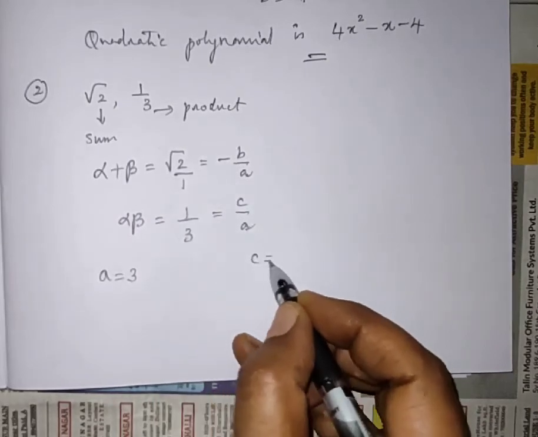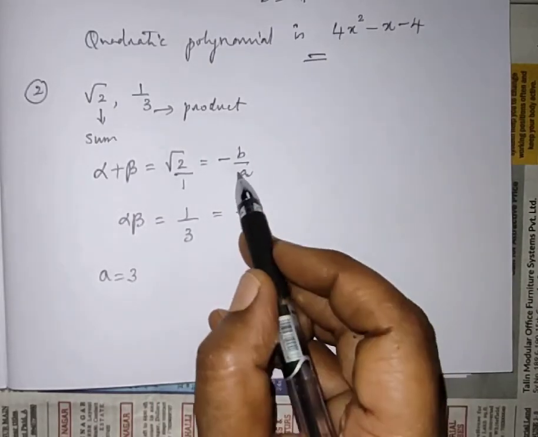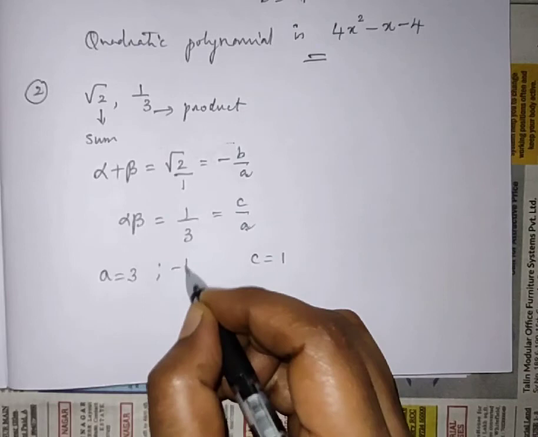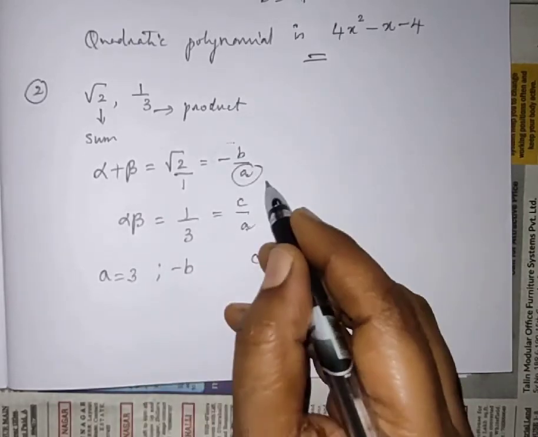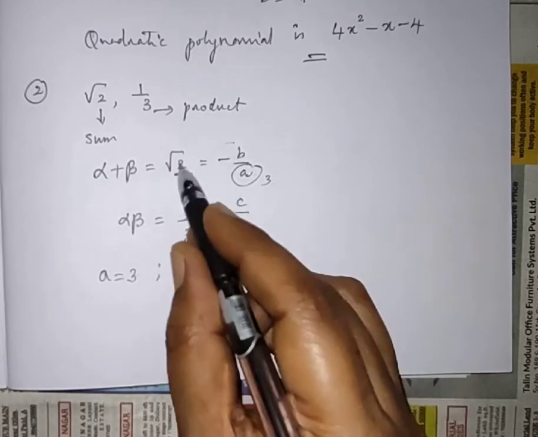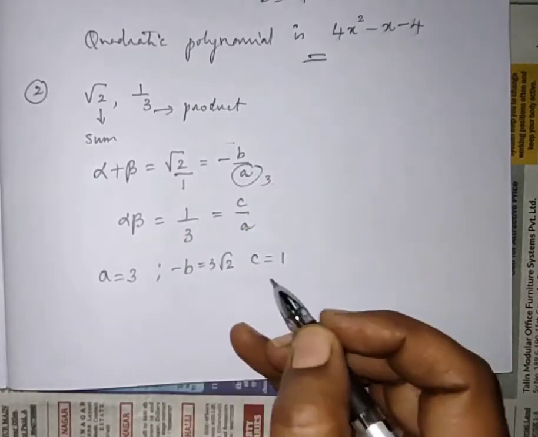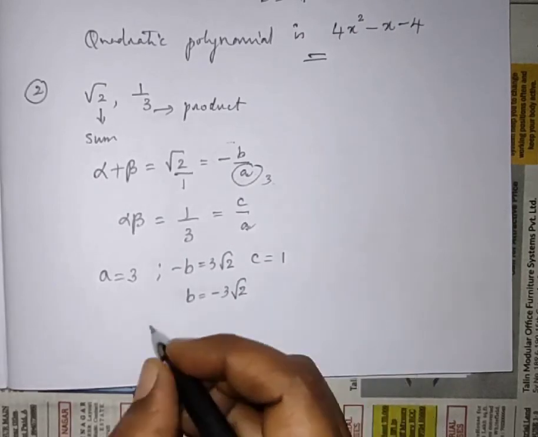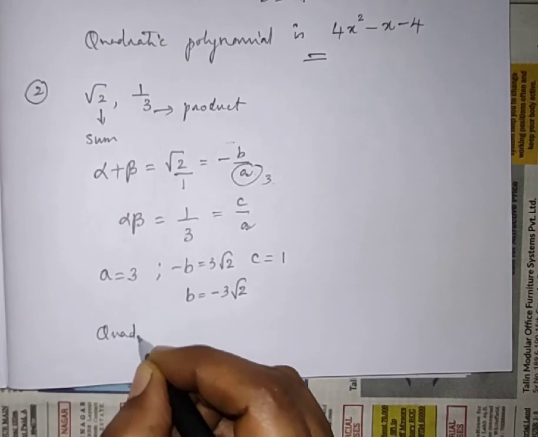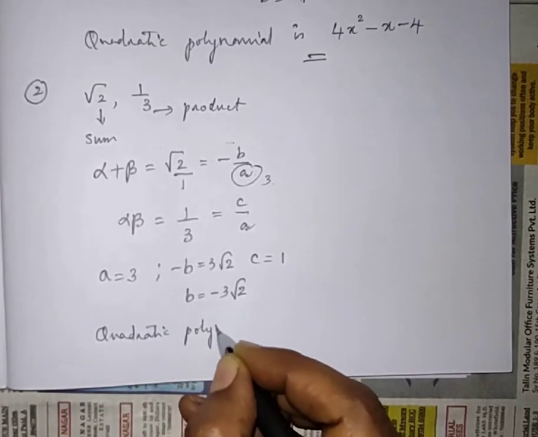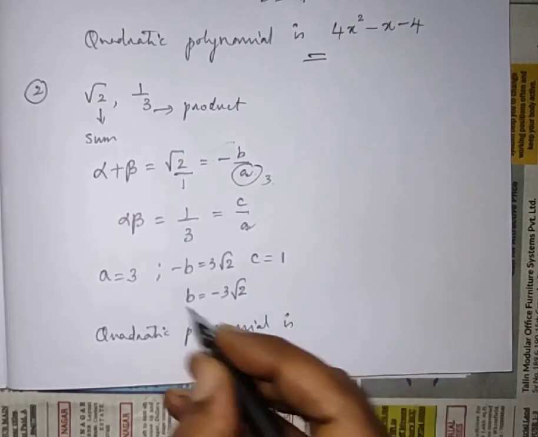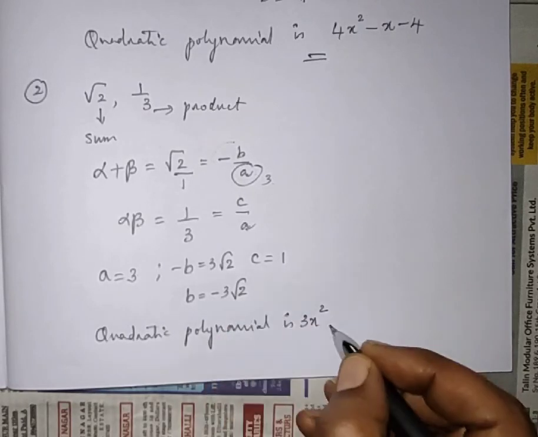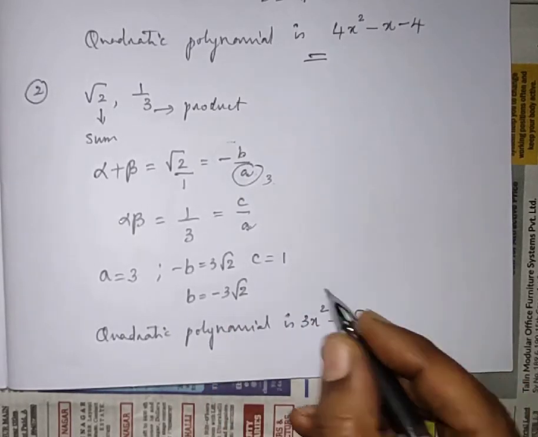c is nothing but 1, write that one. Go to the previous one to get the b value. Here you need to write minus b only. But we have already found the a value, which is 3. So minus b is multiplied by 3 square root 2. So minus b is 3 square root 2, which means b is minus 3 square root 2. So what's the quadratic polynomial? The quadratic polynomial is ax square, that is 3x square, plus bx. But the b value is minus, so minus 3 square root 2 x, plus c, that is plus 1.